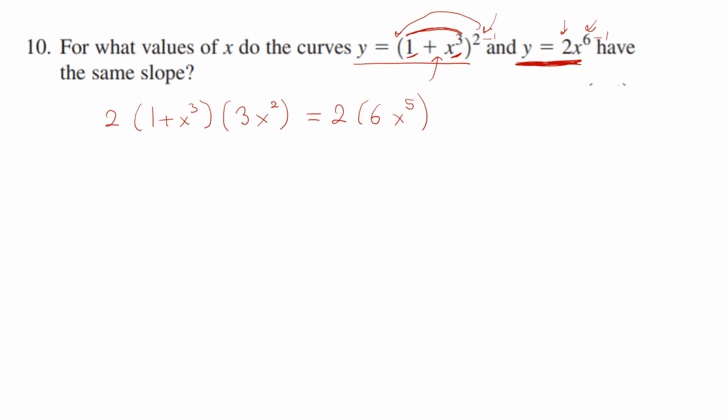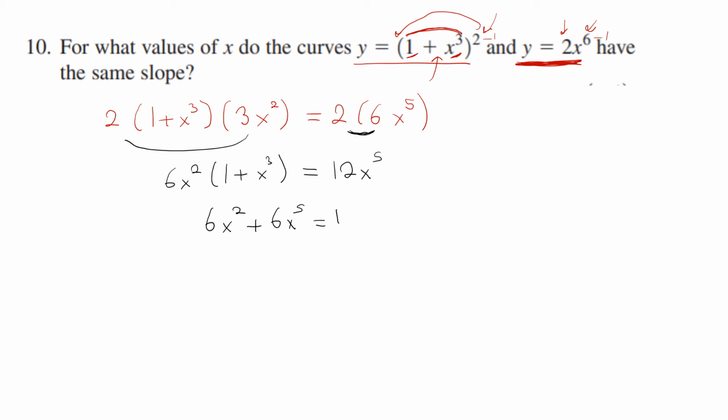Now you can simplify it further. I'm going to multiply these two together first, which will give me 6x to the power of 2, and then I have in brackets 1 plus x cubed equals 2. Now I'm going to multiply these two together, which will give me 12x to the power of 5. I'm going to distribute 6x squared into the brackets, which will give me 6x squared plus 6x^5. Whenever you multiply x cubed with x squared, you just add the powers, which will equal 12x to the power of 5.